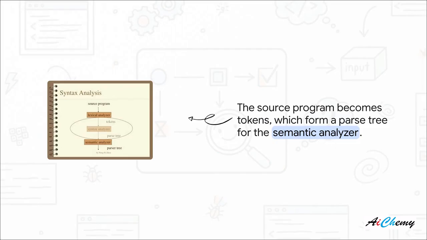And this diagram here shows that flow perfectly. You see your source code go in, it gets turned into tokens, those tokens are built into that parse tree, and bam, right there, the semantic analyzer steps in to check that tree for any logical inconsistencies. It's the gatekeeper of meaning.